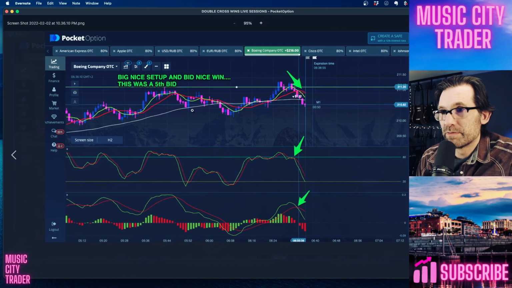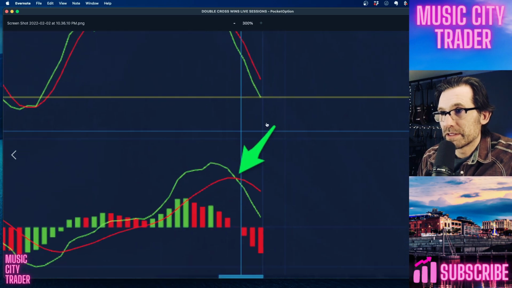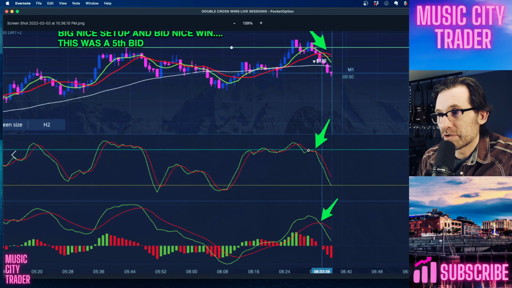So what happens is it's moving sideways. You've got stochastic in overbought for sure. You've got MACD pretty overbought. It's up here kind of high. And what I've really noticed in this method is you want the stochastic to cross, and within a candle or two or three, I say five at the top, you want the MACD to also cross.